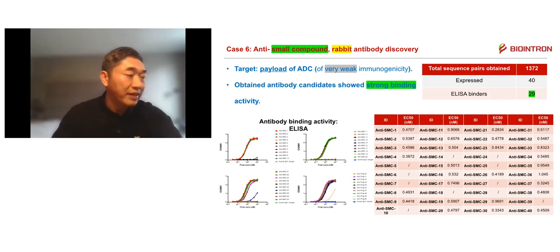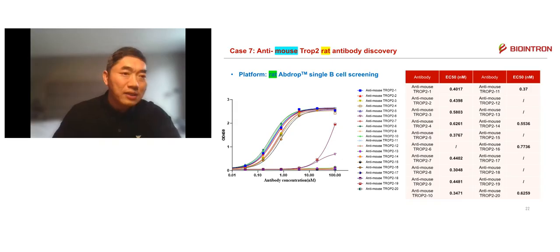Okay, then go to the next case study. It's not that unique, but I just want to mention that this time it's not mouse, not rabbit, but rat. So just to show you that the AbDrop single B cell antibody screening platform is good for mouse, rabbit, and rat. And also, as you can see, the affinity is quite high. They reached 10^-10.